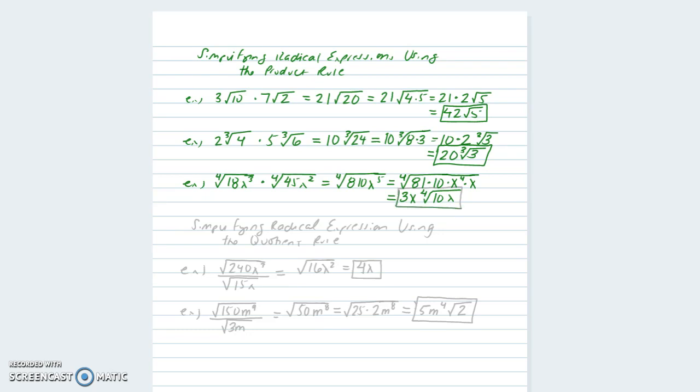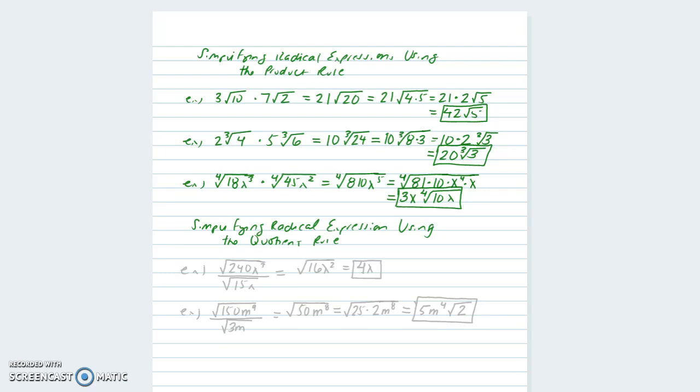So now we're going to move on to simplifying radical expressions using the quotient rule. So very similar to the product rule, but now we're actually dividing. So let's do 2 examples of this.